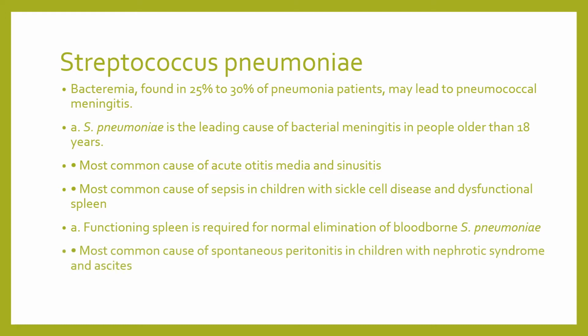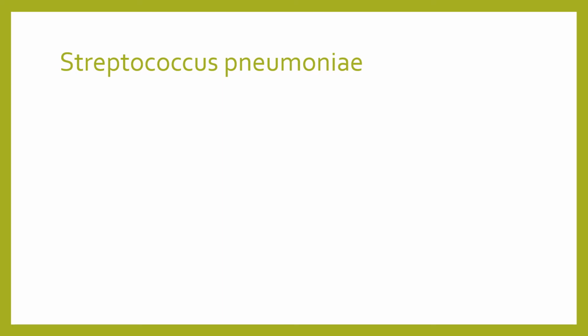And a note: if ever you have a nephrotic syndrome that suddenly develops peritonitis, remember always that Streptococcus pneumoniae is the most common cause of peritonitis in children with nephrotic syndrome. So there are many most commons here. Most common cause of otitis media and sinusitis, most common cause of sepsis in children with sickle cell disease and dysfunctional spleen, and the most common cause of spontaneous peritonitis in children suffering from nephrotic syndrome. Remember the most common, it usually comes out in exams.